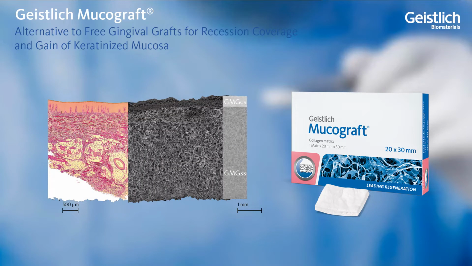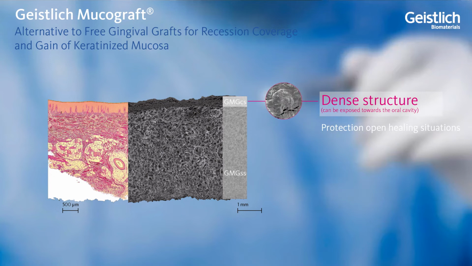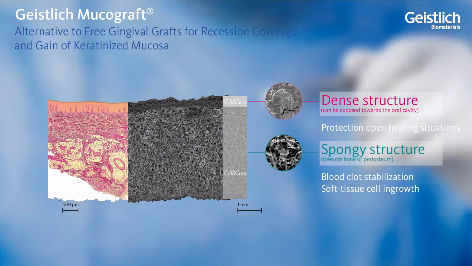Utilized successfully in recession coverage defects and in vestibuloplasty procedures, where a gain of keratinized tissue is desired, Geistlich Mucograft, with its unique bilayer structure, mimics the epithelial and connective tissue layers of a free gingival graft, allowing it to be exposed in the oral cavity for open healing. Its dense outer structure serves a protective barrier function, while the spongy inner layer stabilizes the blood clot and creates an environment for soft tissue ingrowth and proliferation.